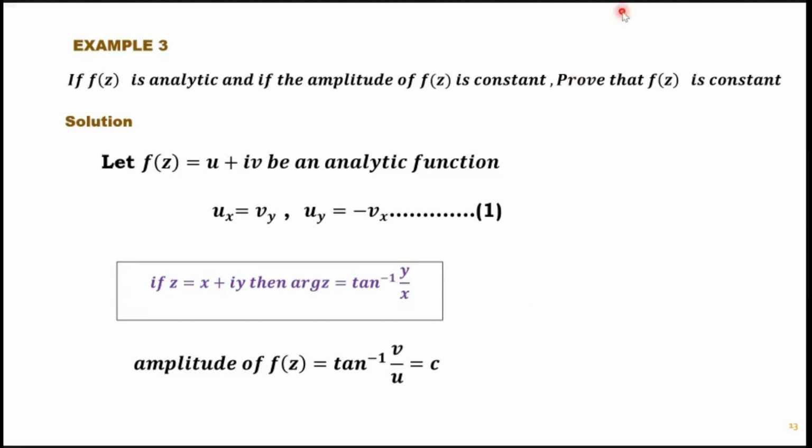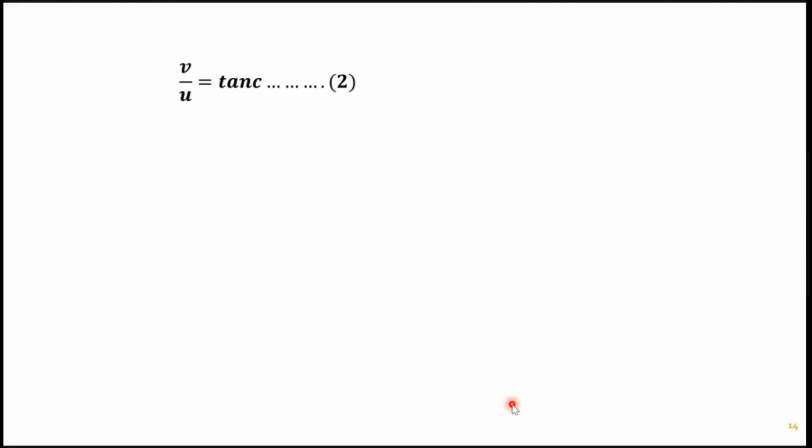मैंने यहाँ पे conditions लिखी हैं, ठीक है. Analytic लिखा है, CR equations लिखे हैं, amplitude का मैंने formula यहाँ पे लिख दिया है, जो x और y में था हमारा, उसको मैंने u और v में convert किया है, ठीक है. ओके, उसके बाद मैंने tan को वो side ले लिया है, तो v by u is equal to tan c. Now differentiate equation 2 with respect to x.